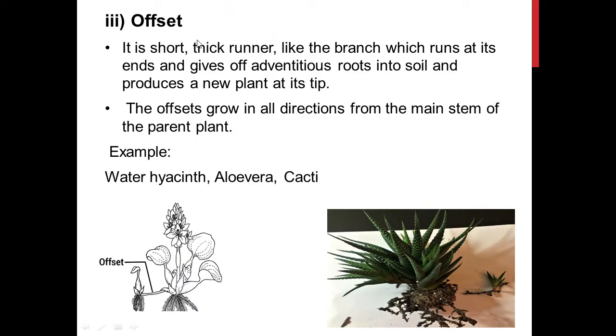Now the offset. It is a short, thick runner-like branch. It is like the runner, but it is much thicker than the stolon or runner, and it gives rise to adventitious roots into the soil and produces a new plant at its tips. You can also observe these are the offsets, and examples of offset are water hyacinth, aloe vera, and cacti. The offsets grow in all directions from the main stem of the parent plant and give rise to daughter plants.